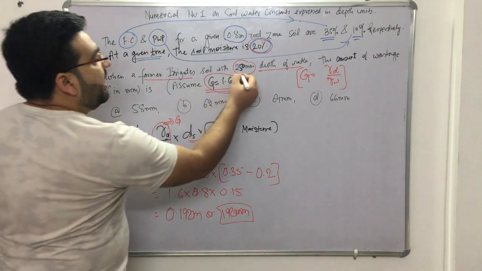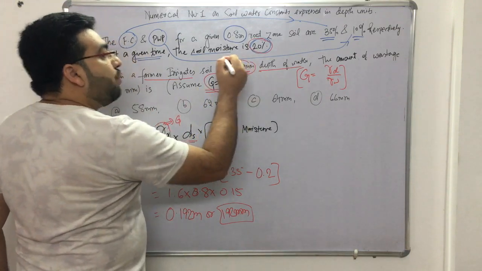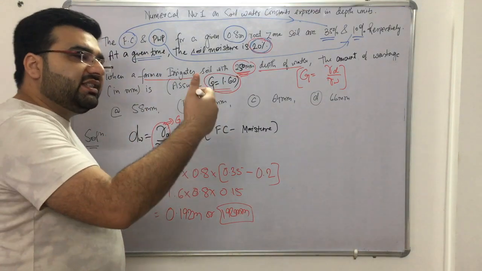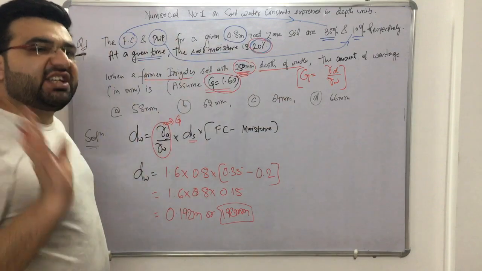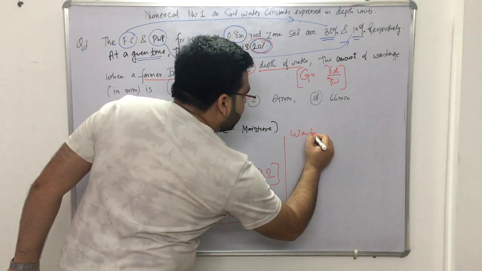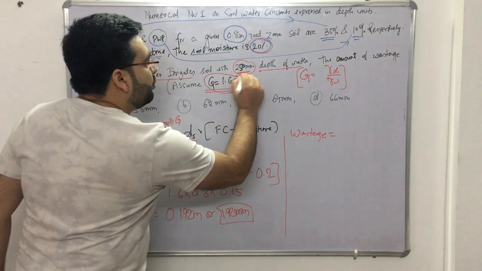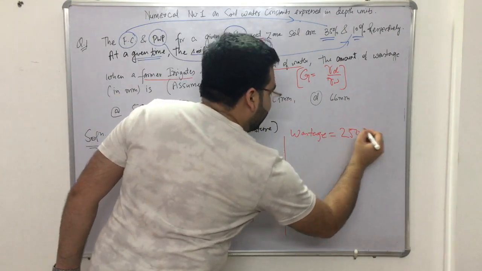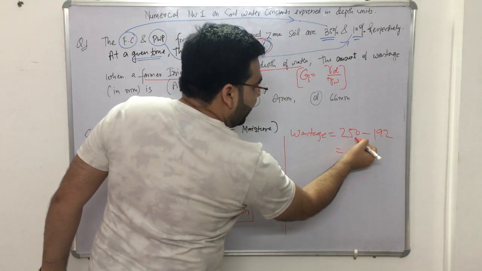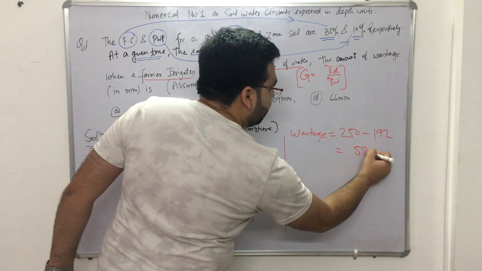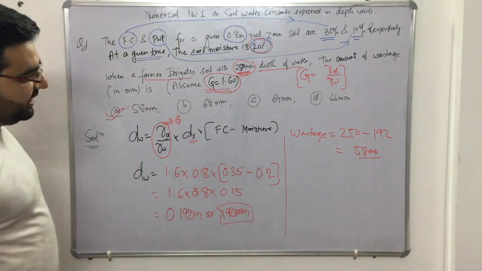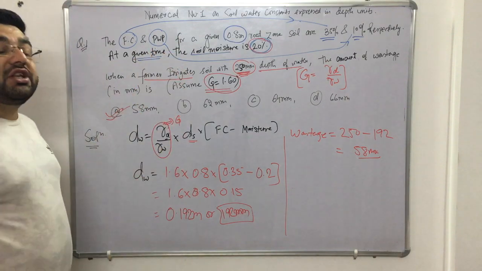But the farmer is giving 250 mm depth of water. It means that he is giving extra water, so some water will add to the runoff and go as wastage. So the wastage will be equal to 250 minus 192, which is 58 mm. So 58 mm is the correct answer, so option A is correct. I hope that you have understood this numerical.